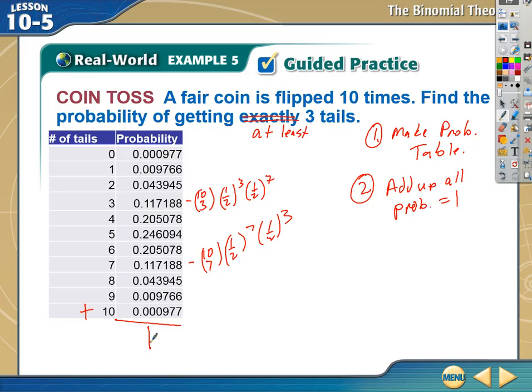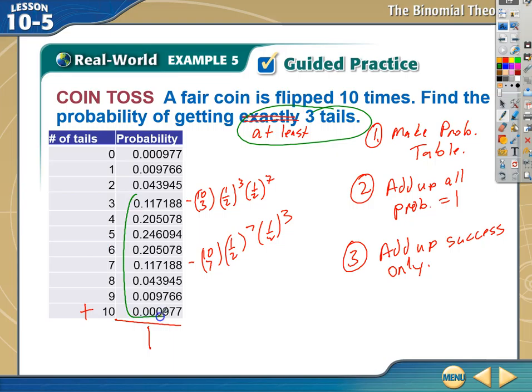I highly recommend it, though. And finally, number 3: add up success only. What does that mean? In this particular case where I asked to find at least 3 tails, that means I'm taking all of this, 3 through 10, right there, and I'm adding it up. Again, I put that in my calculator, and it gives me 0.94.